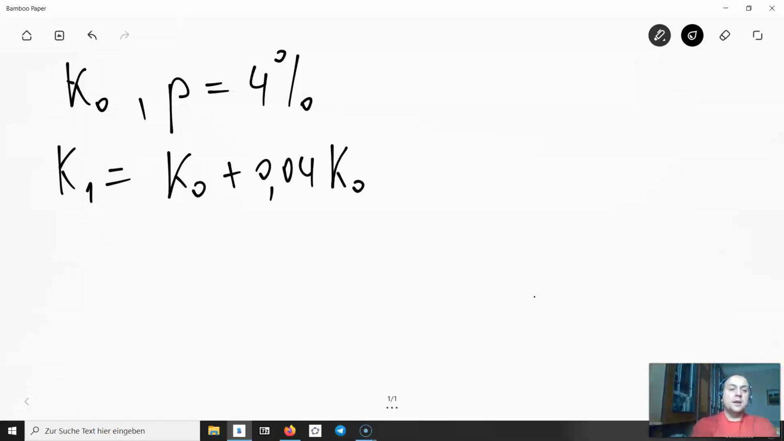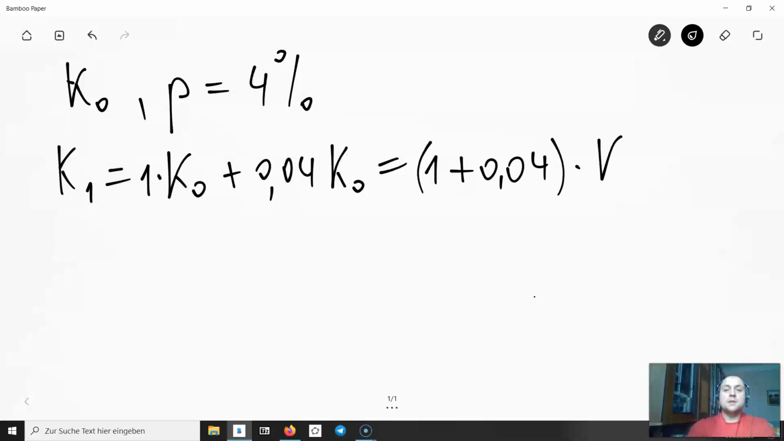Now, I can think of K0 as 1 times K0. Using the distributive law backwards, I can take K0 out of the parentheses, which gives me 1 plus 0.04 times K0, which is 1.04 K0. So this is the value K1 that we're going to have after a year.